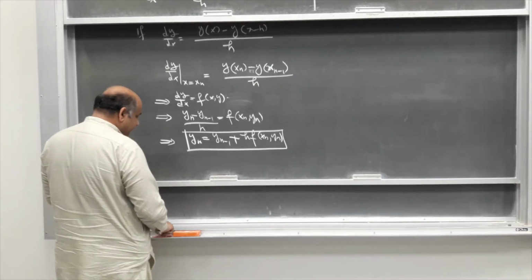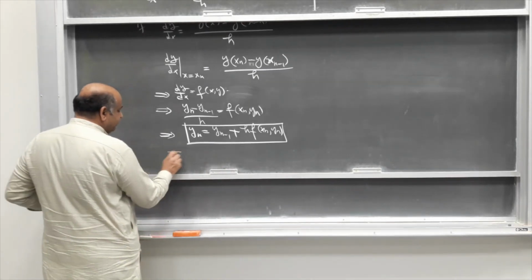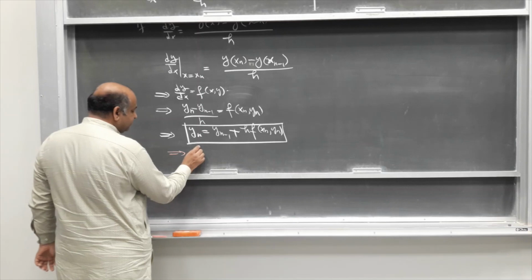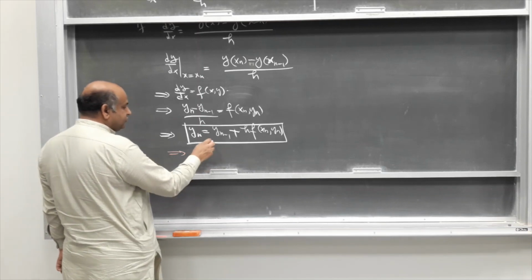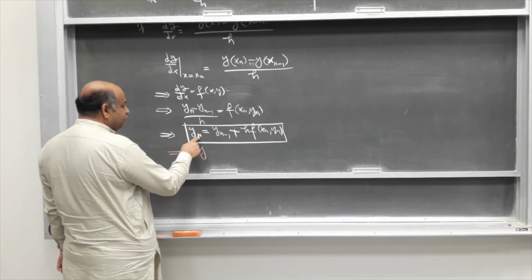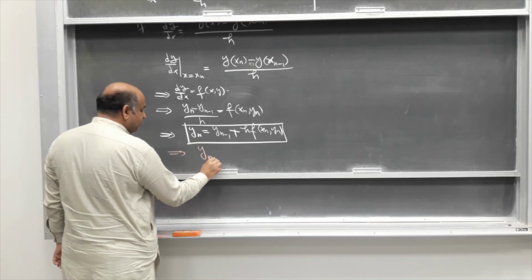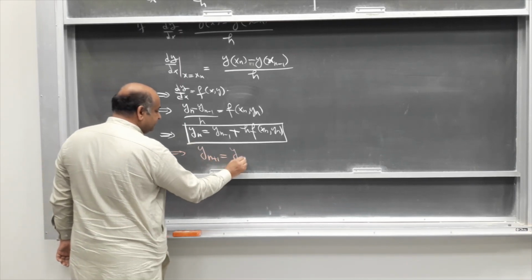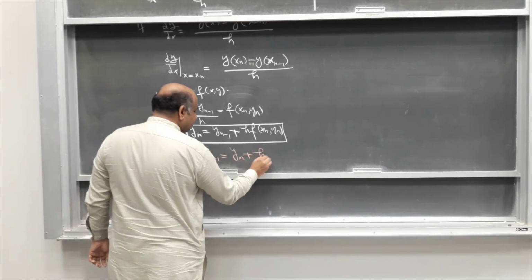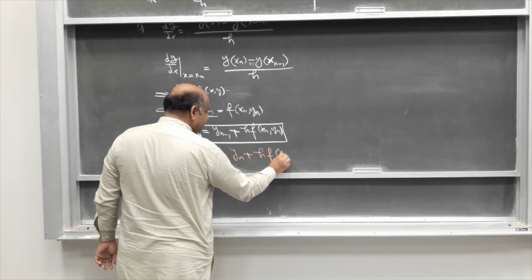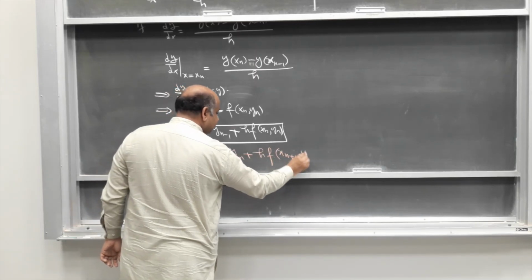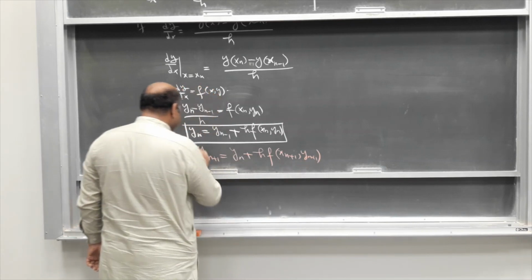But before that, instead of writing it this way, let me write it this way. If instead of evaluating at n, I evaluate at n plus 1, I can write it like this for easier comparison with the previous method: f of xn plus 1, yn plus 1.